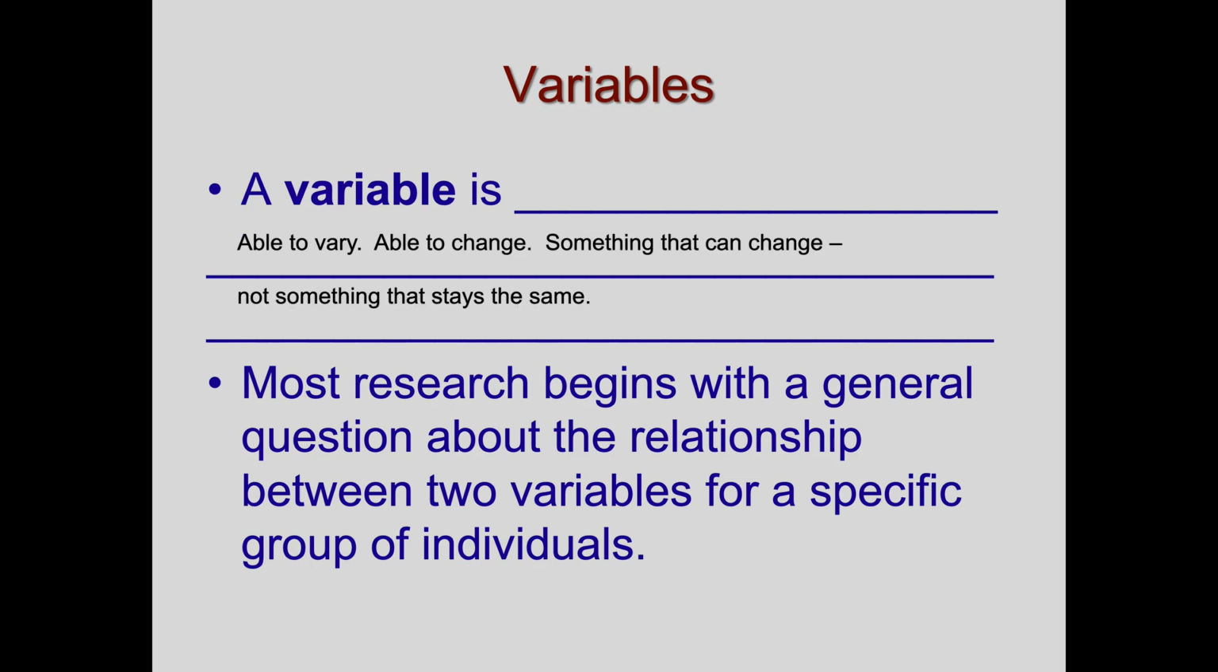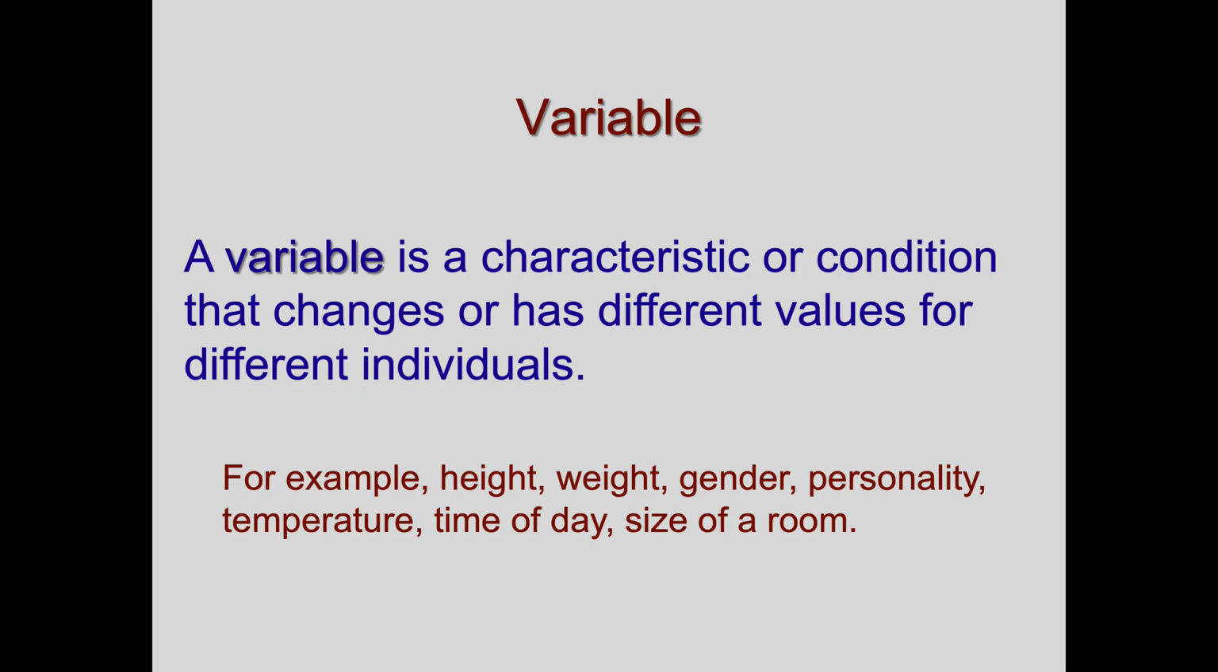A variable is able to vary. It's able to change because the word vary means to change. It's something that can change. It is not something that stays the same, okay? Most research with statistics we're talking about begins with a general question about the relationship between two variables for a specific group of individuals. So, for example, if we took the question we did in the last video about the number of hours sleep, we might relate that to how successful you are in school. Those would be two things that would vary: hours of sleep and success in school.